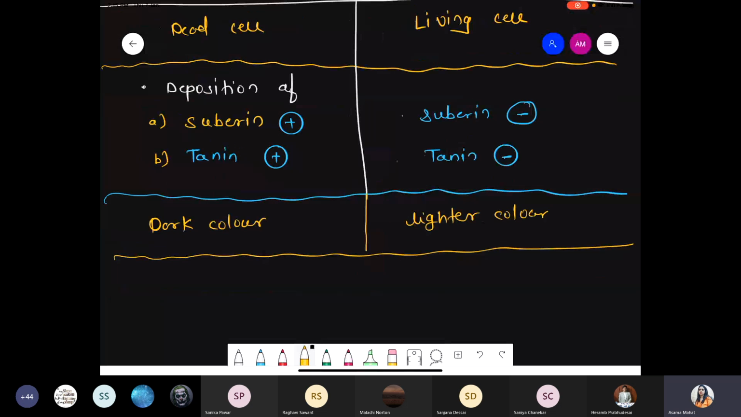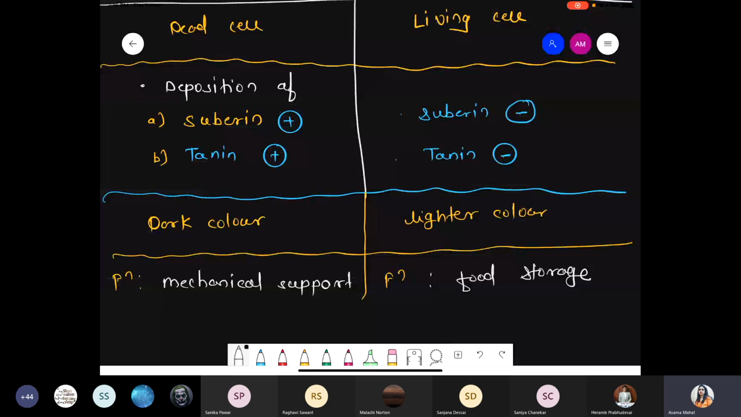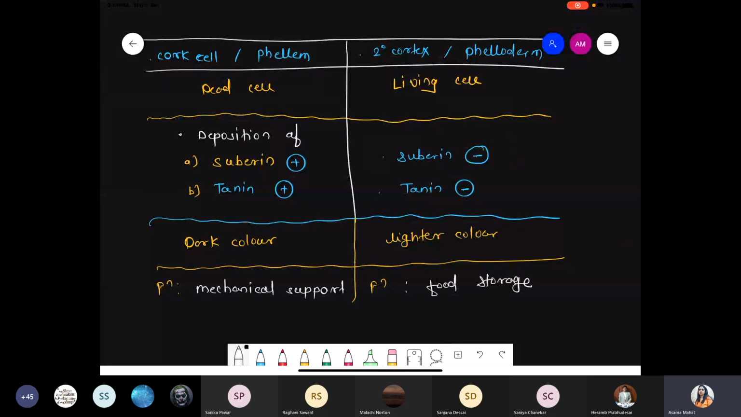And finally we are talking about function. Cork cells are dead cells, and the major function of cork cells is to provide mechanical support, while secondary cortex is parenchyma tissue, living, so its function is storage of food. That's it. So these are exactly the differences between the cork cell and the secondary cortex.